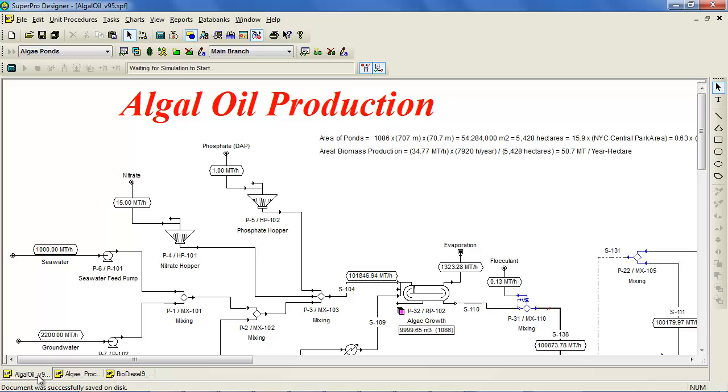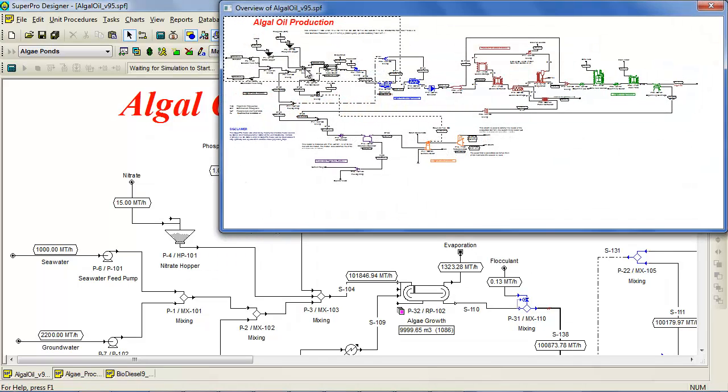Note that this flowsheet is entirely in continuous mode of operation, so each unit procedure contains a single operation, and no scheduling information is specified for the operations. Furthermore, this example has been divided into 6 sections: algae ponds, algae harvesting, hexane extraction, degumming, anaerobic digestion, and cogeneration. Each of the sections in this example has been assigned a different color.